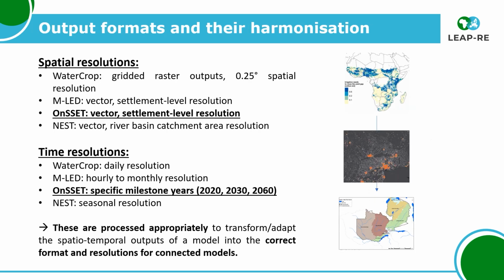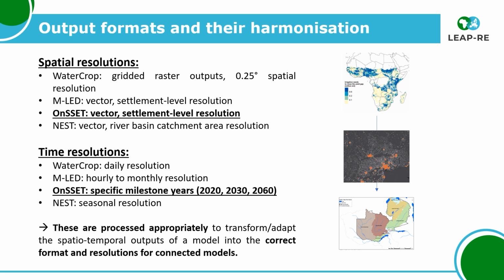When combining several different models together, it's important to understand differences in these models, especially their spatial resolutions, time resolutions, and to account for harmonizing these different sources together. OnSSET models every single settlement at a vector scale at the settlement level resolution. This is different to something like NEST, which instead models at the river basin catchment area resolution.